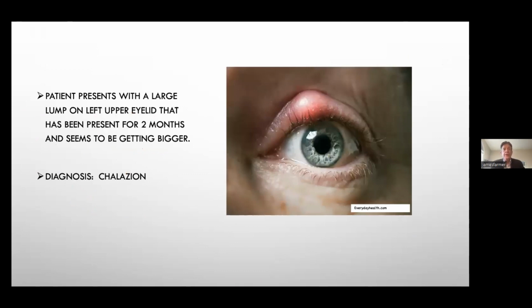So we have another patient who presents with a large lump on the left upper eyelid that's been present for 2 months and seems to be getting bigger. I wouldn't be surprised if any of you might have had one of these, either as a child or as one matures gracefully. This is a chalazion.